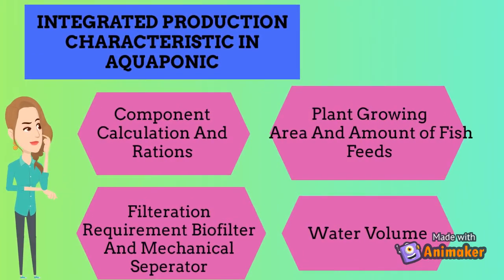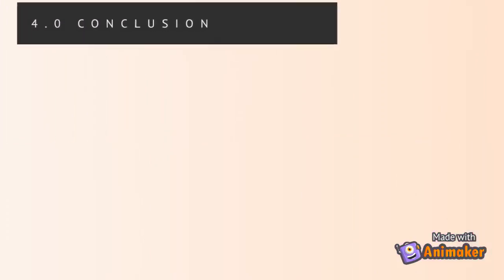Then we will see the integrated production characteristics in aquaponic. First is components, calculation and ratios. Second is plant growing area and amount of fish feed. The next is filtration requirement, biofilter and mechanical separator, and the last is water volume.